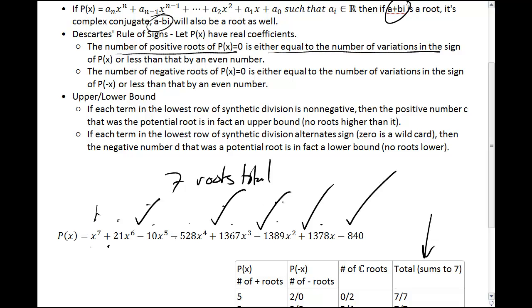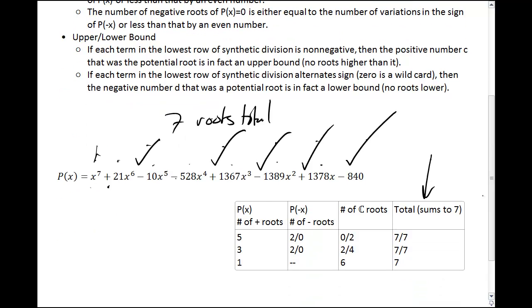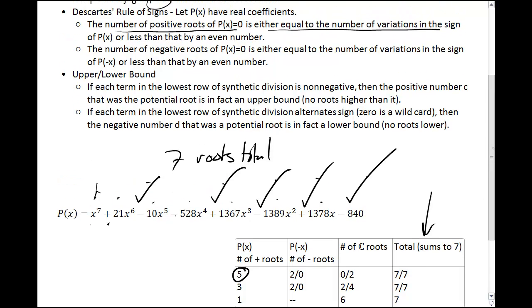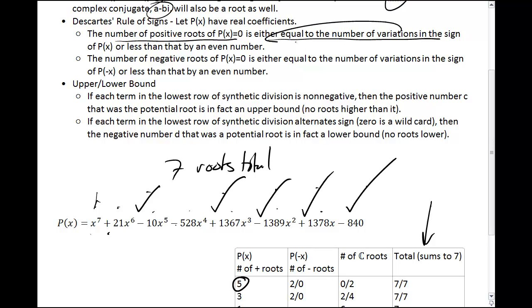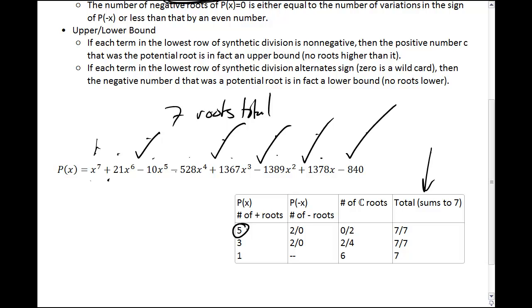So I have 1, 2, 3, 4, 5 different times my sign changes. So I might have 5 positive roots, but it says in Descartes' rule, either equal to this number or less by an even number. They go away in pairs. So I could have 5 positive roots, or 5 minus 2 gives me 3, or 3 minus 2 gives me 1. It doesn't make sense to subtract 2 from 1. I'd have -1. You can't have -1 as something you can count. So I'm guaranteed at least one positive root. I might have 3 or 5.